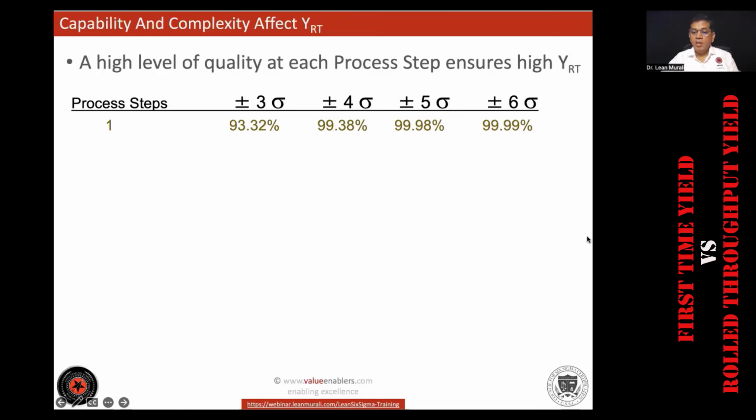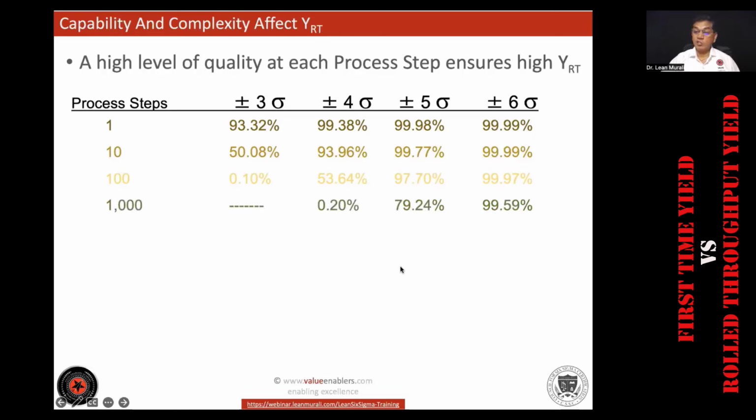Now suppose there are 10 steps: 93% into 93% into 93% into 93%, if you do it 10 times, you will get only 50% rolled throughput yield, whereas in 6 sigma it will still be 99.99. If there are 100 steps, this 3 sigma process will have a rolled throughput yield of just 0.1, whereas the 6 sigma process, despite 100 steps, will still be 99.97.